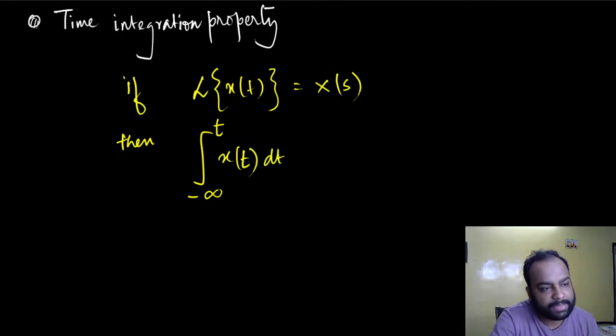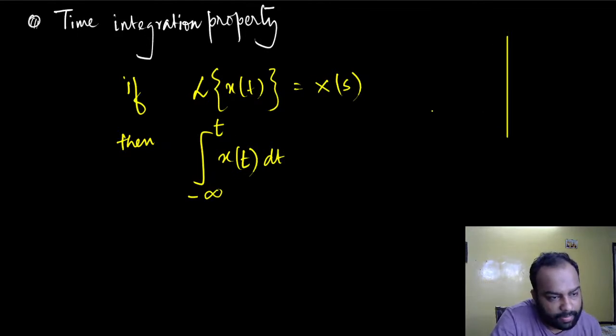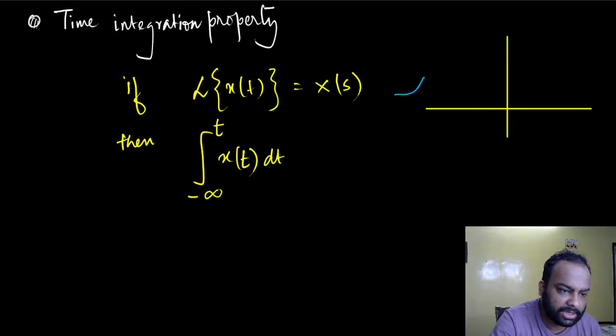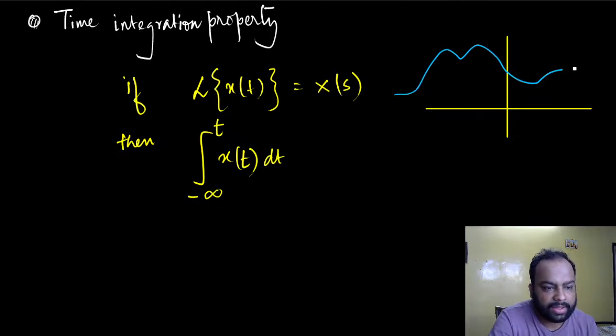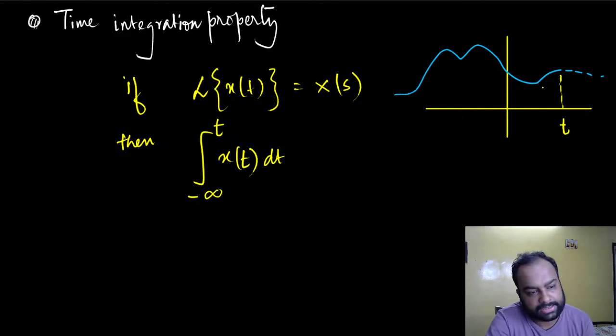Essentially, imagine a signal that has been there for a very long time. Not necessarily a causal signal, but maybe one that has been there for a very long time. This is the future of the signal, and imagine this is the current instant. So at this moment, this is t. This is the current instant.